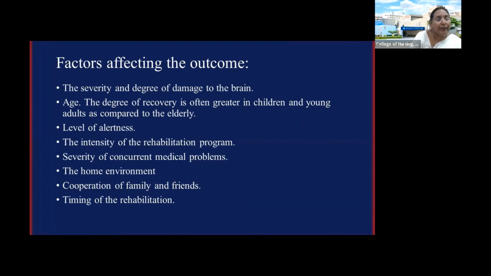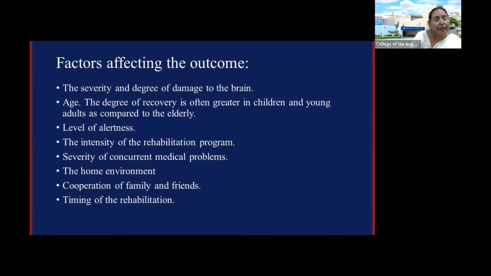The intensity of the rehabilitation program. What do we mean by intensity? It is not just a 5 minute exercise that we give these patients. When a physiotherapist comes into the ward, he spends at least 1 hour with the patient, and it is more in the rehabilitative setup. The guideline says you have to spend 2 to 3 hours, whether it is speech therapy, physiotherapy, or occupational therapy. If the intensity is increased, the outcome will be very good.